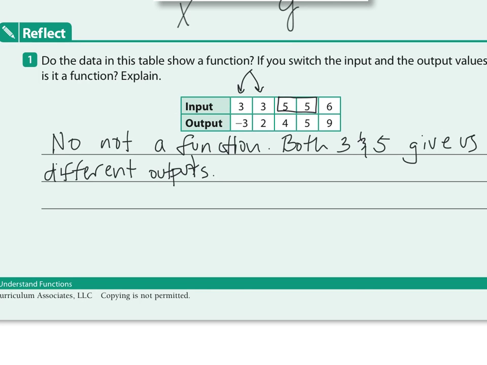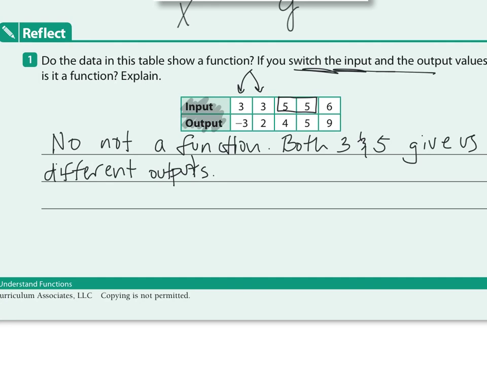However, it says if you switch, what happens if I switch the inputs and the outputs? So in other words, if I very quickly make a table, but I switch all of the numbers, or actually here, let's just do this. Let's switch these numbers. So let's forget, well, that's not nearly as dark as I want it to be. That's no fun.